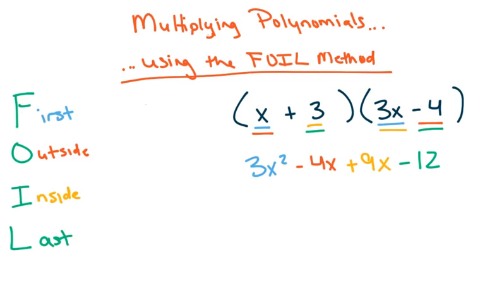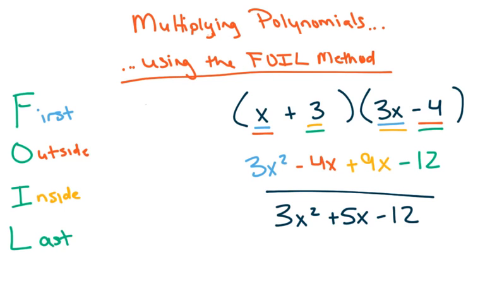So your final step to the FOIL method is to combine your like terms. In this case, I have negative 4x plus 9x as my like terms. And so I have 3x squared, which stays the same, plus 5x as the result of combining my like terms, and then minus 12, and that is my final result for multiplying these 2 binomials together.